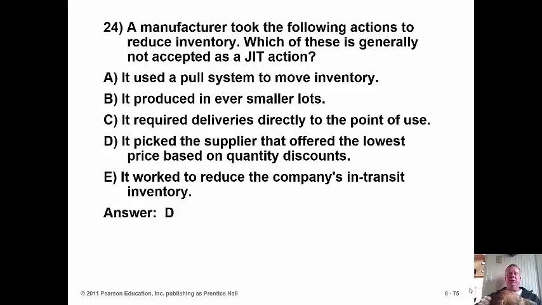The manufacturer took the following actions to reduce inventory. Which of these is generally not accepted as a just-in-time action? Supplier that offered the lowest price based on quantity discounts. Again, it's usually, why is this quantity discount happening? A lot of times it may be obsolete products. Okay, enough.